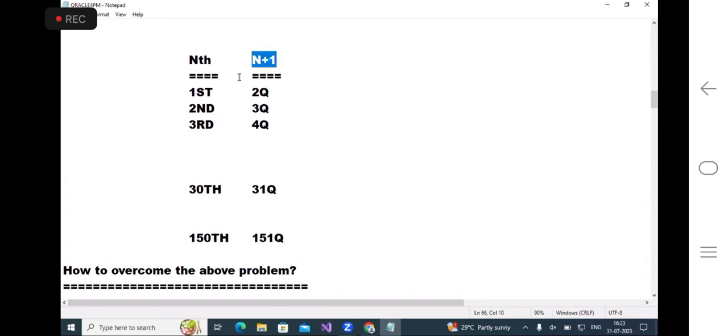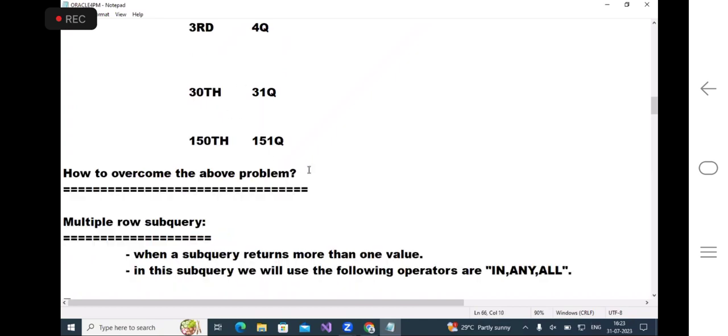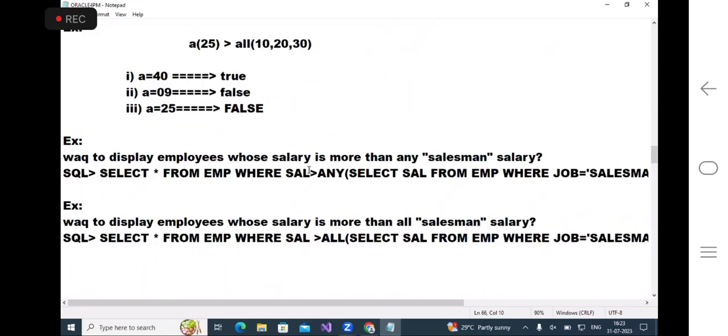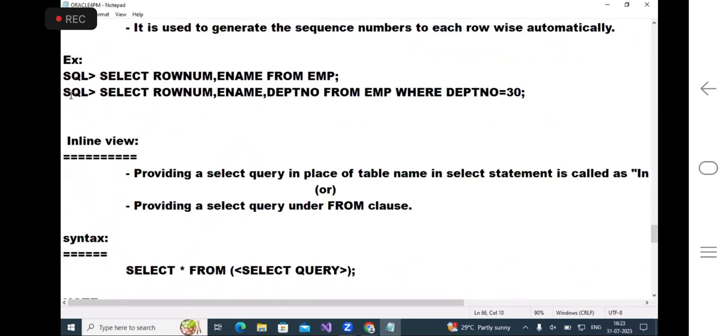But instead of writing this many queries, how do we find the nth highest or lowest salaries? Instead of writing these many queries, how do we overcome this problem? We can come back to that non-correlated problem and overcome it.